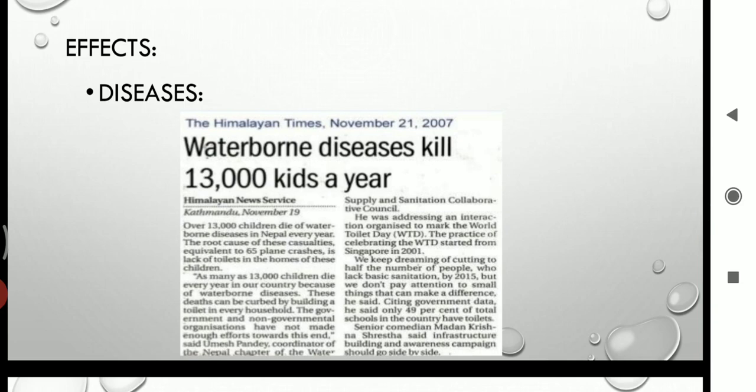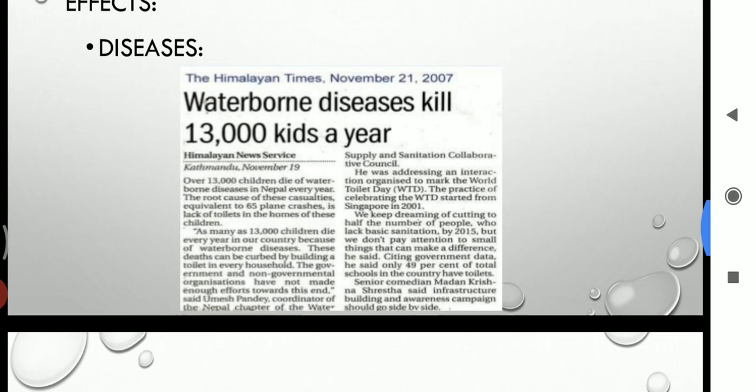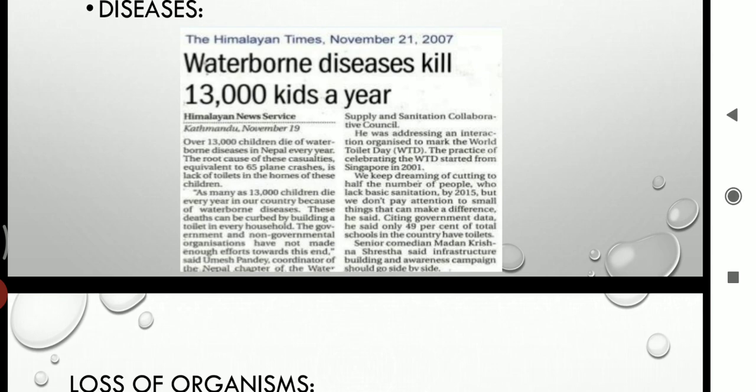So due to water scarcity, what are the effects that we are facing? The first one is waterborne disease. You see, the Himalayan Times, November 21, 2007: waterborne disease killed 13,000 kids a year. Why? What is the reason behind it? The root cause of these casualties, equivalent to 65 plane crashes, is lack of toilets in the homes of these children.